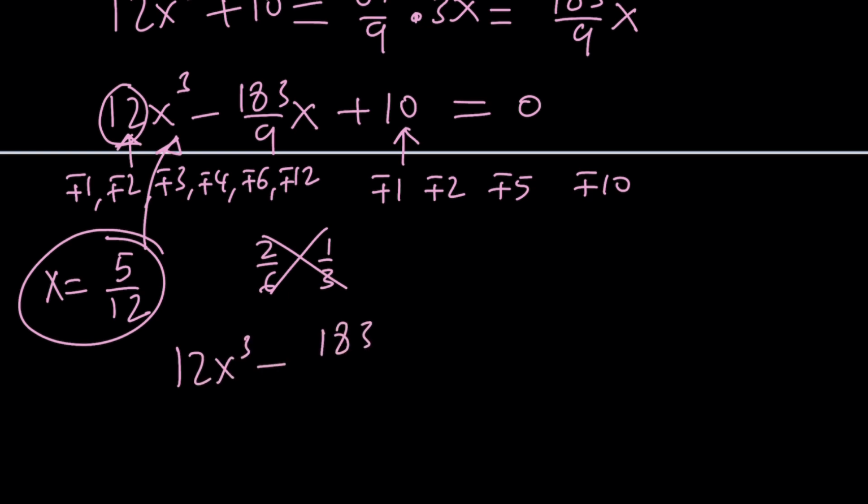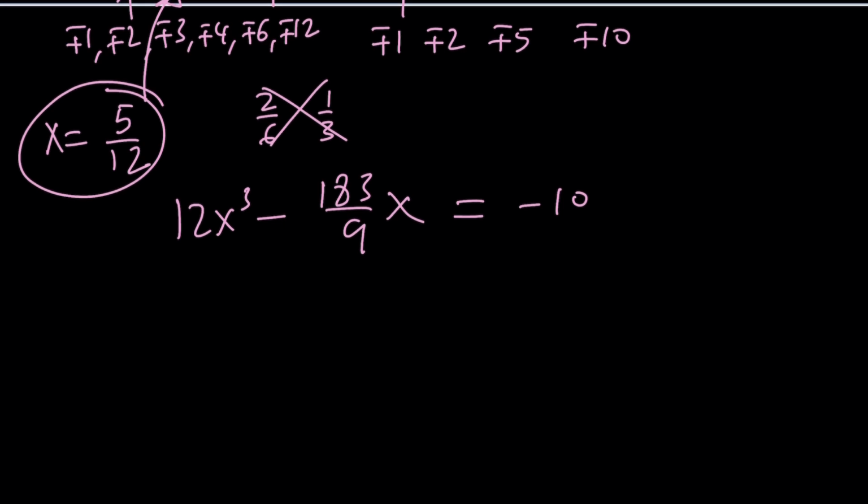You leave the constant term on the other side of the equation. Since it's already depressed, which means we don't have an x squared term, you can go ahead and consider the identity. But in order for that to work nicely, we want this to be monic. So let's multiply everything by 1 over 12. And that would give you x cubed minus.